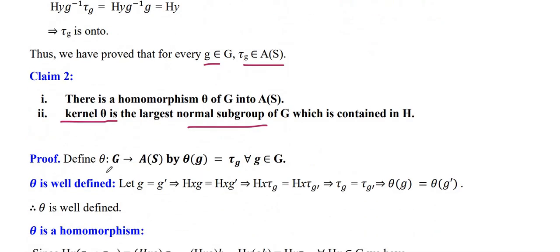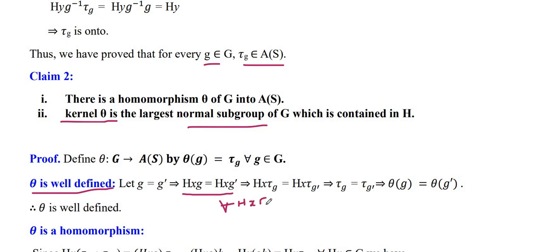So for that we define theta from G to A(S) by theta of g is tau g for every g in G. First we prove that this is well defined. So we have to consider two elements in the domain to be the same, and from this we can easily have Hxg equal to Hxg' for every Hx in S, or rather G. So that in turn gives Hx tau g equals Hx tau g'. We said already that this is true for every Hx in G.